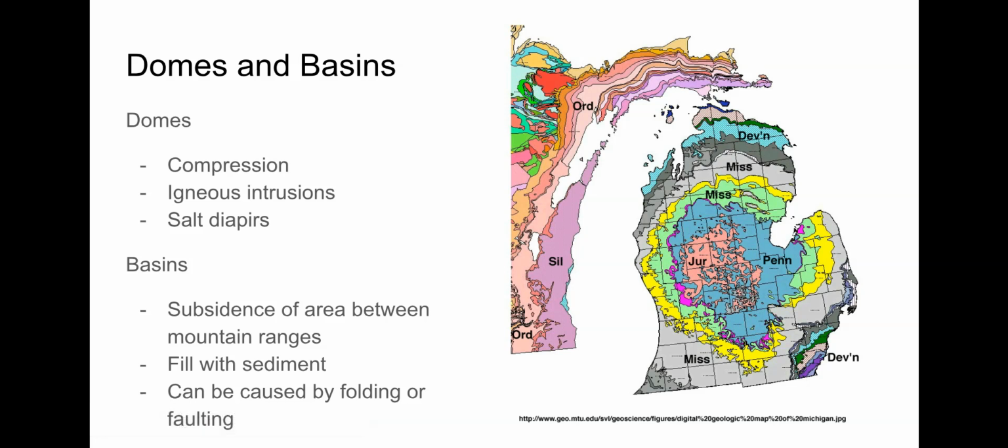So basins are formed by the subsidence of an area between mountain ranges and so forth. They fill with sediment eventually, and it can be caused by either folding or faulting. In this case, the Michigan Basin was formed a couple hundred million years ago. Domes are often the results of compression and/or igneous intrusions, or the intrusion of salt diapirs.